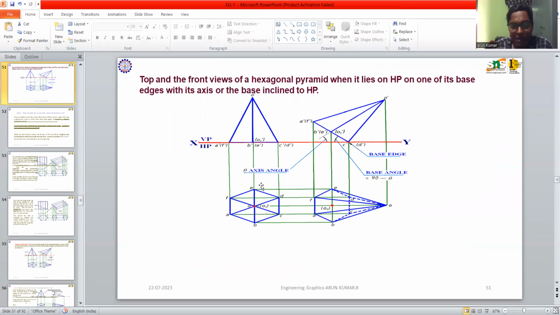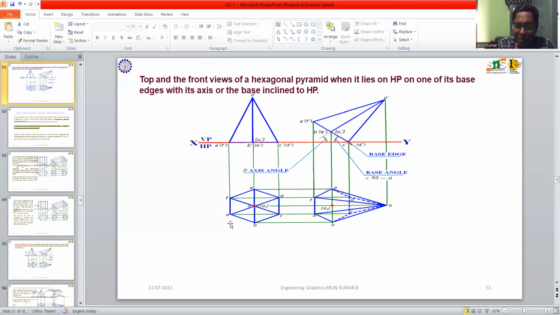A hexagon has six sides of the given value, and I represent these as A, B, C, D, E, F. After drawing the hexagon, I have to project each corner to the XY line. Here I represent it in a green line; the green line is called the projection line, and the blue line is called the object line. I have to project all the lines towards the XY line.